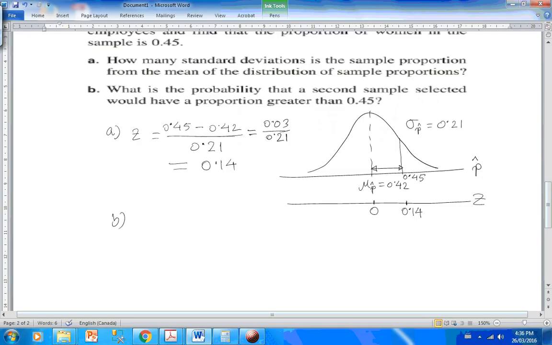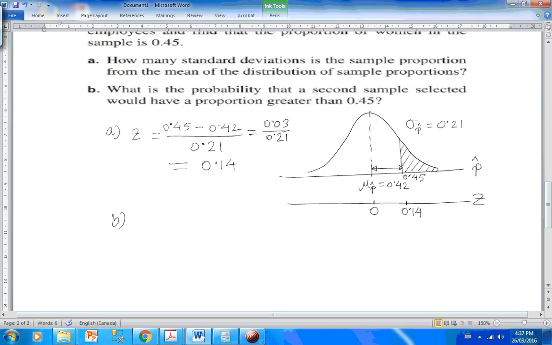Part B, what is the probability that a second sample selected would have a proportion greater than 0.45? In other words, out of all these thousands of sample proportions, if I randomly picked one sample proportion, what are the chances that it will be bigger than 0.45? That is, we need to figure out the area under this curve, which is to the right of this 0.45.